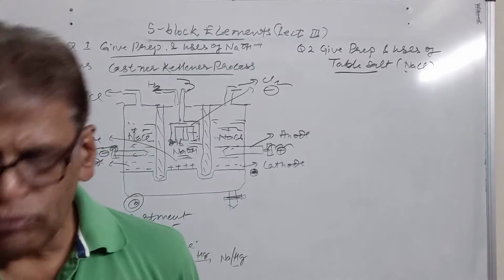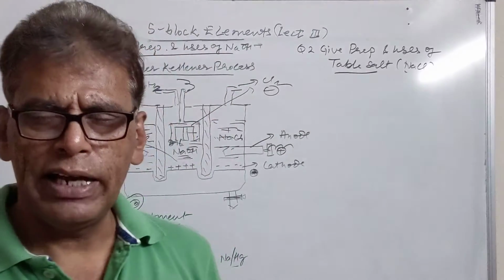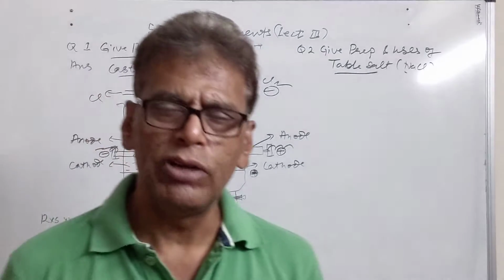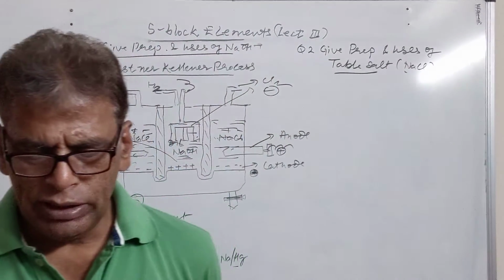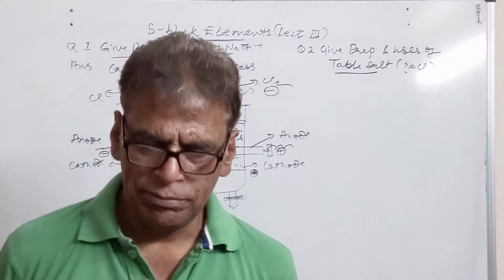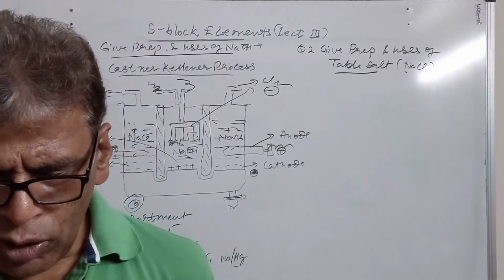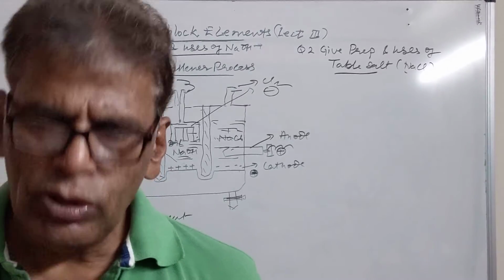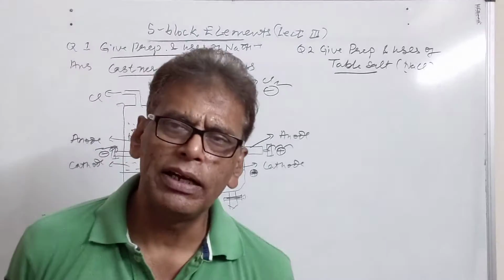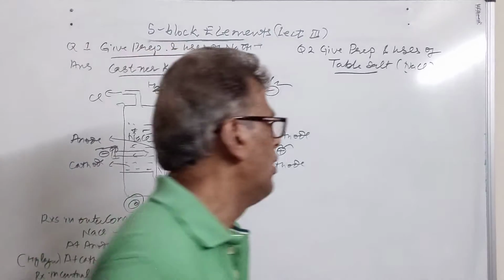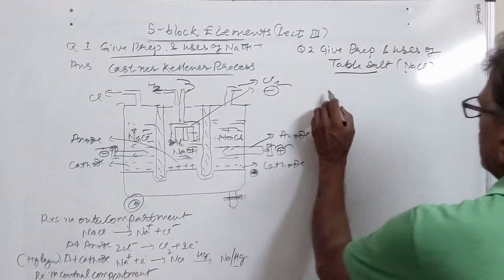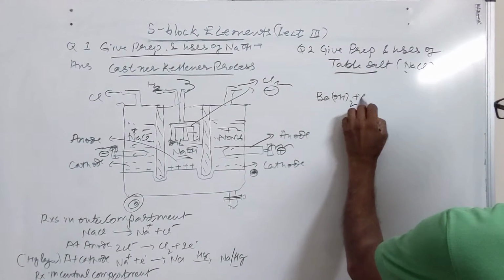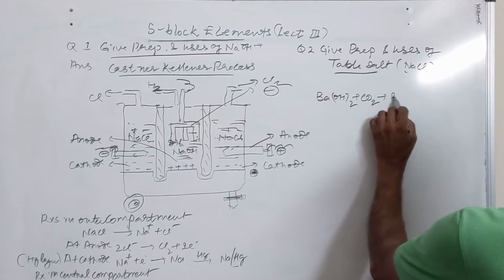Then they react with acids to produce salts. They react with HCl to give halides, with sulfuric acid to give sulfates, and with nitric acid to give nitrates. Then, how do hydroxides of these elements react with carbon dioxide? It is very simple. They are hydroxides, and when they react with carbon dioxide, they produce carbonates.